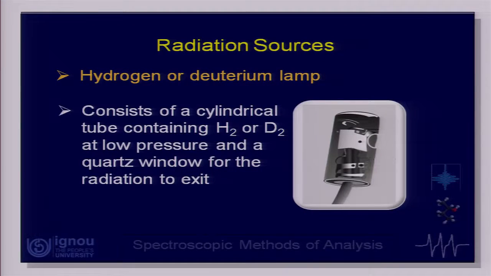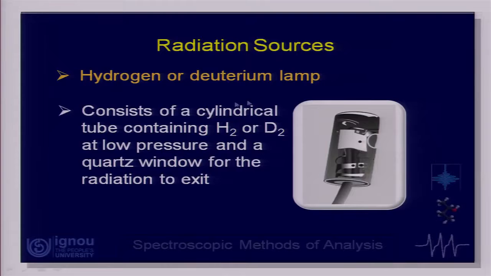Okay. Let us see what this hydrogen lamp is. Basically, the radiation source for the UV range happens to be a hydrogen or deuterium lamp. They are identical to each other, the only difference being the gas used in them. Essentially, a hydrogen or deuterium lamp consists of a cylindrical tube containing hydrogen or deuterium at low pressure, and there is a quartz window for the radiation to exit.